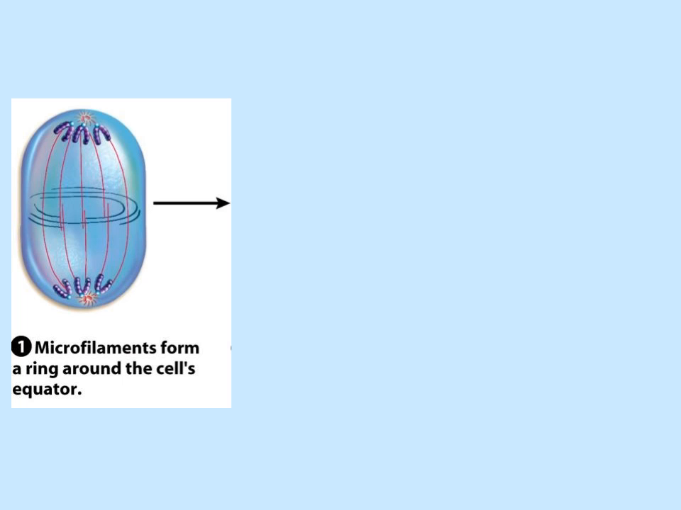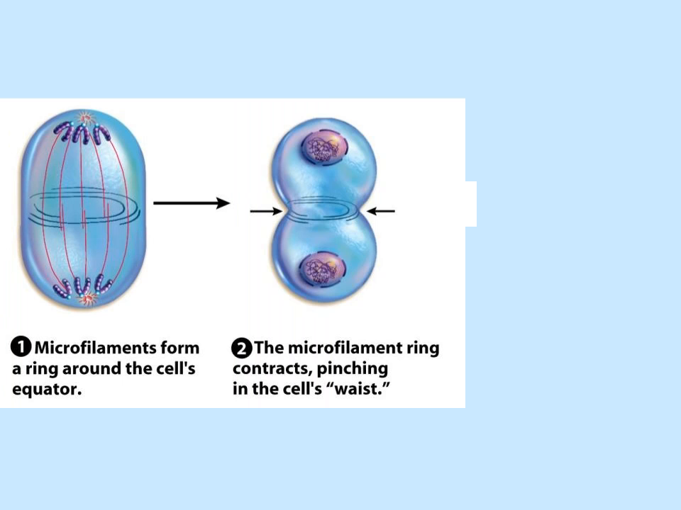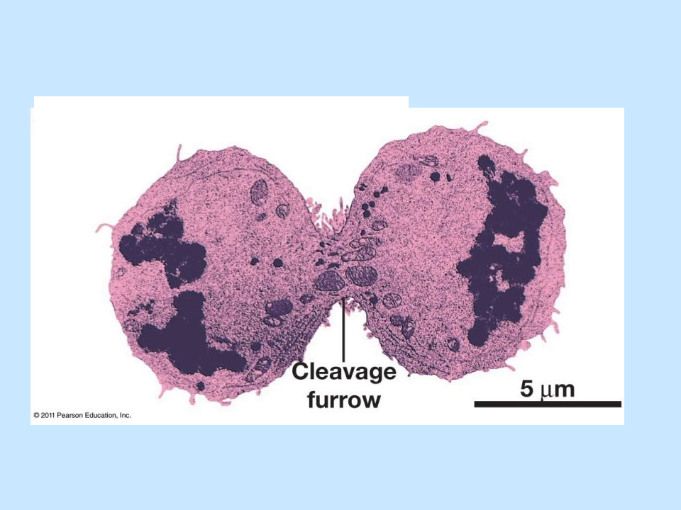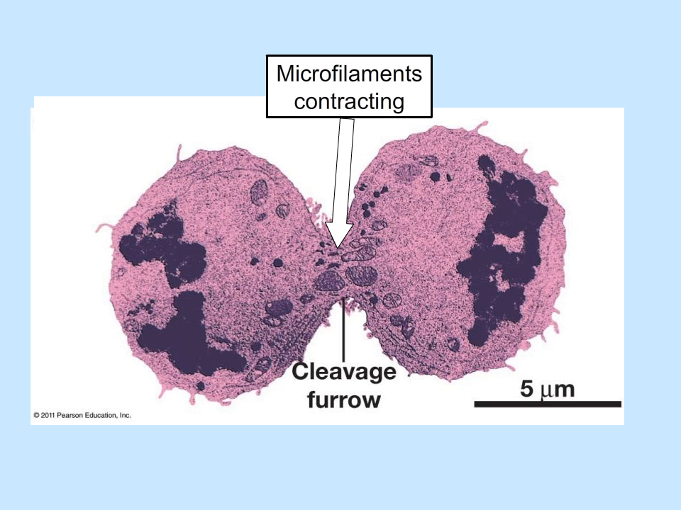In animal cells, there is a ring of microfilaments just beneath the plasma membrane in the midplane of the cell. This ring contracts as the microfilaments shorten, finally pinching the cell in two, and we have two distinct daughter cells, each with a nucleus. This micrograph of cytokinesis shows the two daughter cells nearly separated. As the microfilaments contract, a cleavage furrow forms.